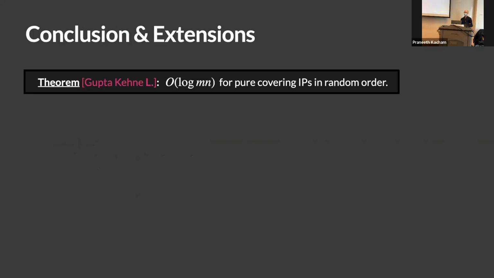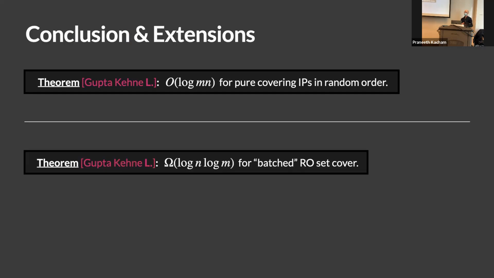Okay, so just to conclude, here's the main theorem of this paper. As I hopefully explained, we give an order log mn competitive algorithm for pure covering IPs in random order. We show a couple more things which I haven't talked about. We show a lower bound for a batch version of the problem. In the model I gave you, every element shows up and you immediately have to cover it. You can imagine that elements are grouped in batches by an adversary, and then the batches arrive in random order.